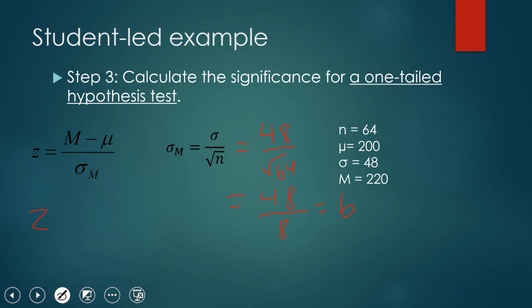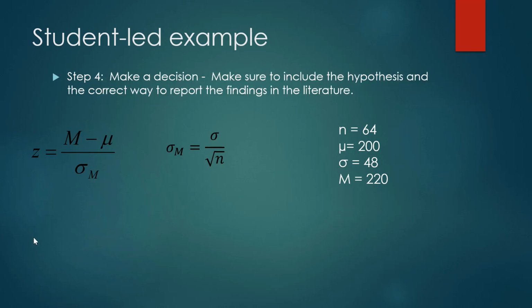Then we take that and plug it into our z formula. We have a sample mean of 220 minus our population mean of 200. We put that over our standard error of the mean, which is 6. We got that from here. When we calculate that all out, we should get 3.33. So now we need to make our decision.